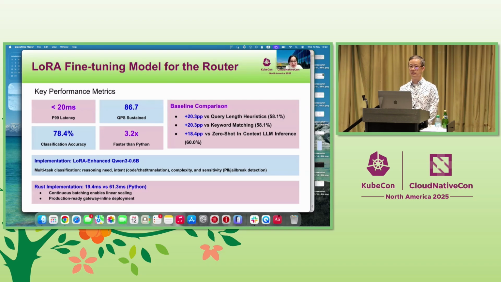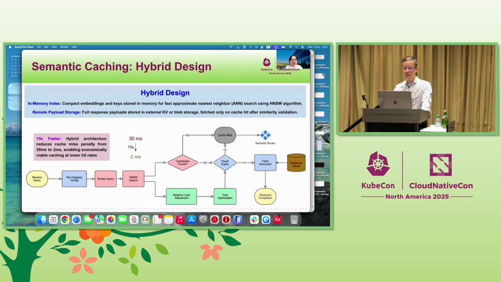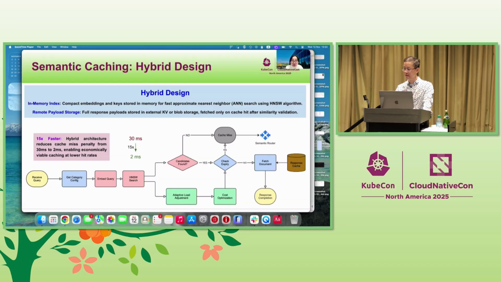Now let's take a look at the other half of the equation, which is the semantic caching. The semantic cache is the second component, but it actually runs first, before the router. Its architecture is designed for speed. We use a hybrid approach that separates the fast local search from the slower remote storage. The key is the in-memory HNSW index. This index holds compact embeddings and keys, allowing for microsecond to millisecond searches. Only on a validated hit do we fetch the full response payload from an external storage.